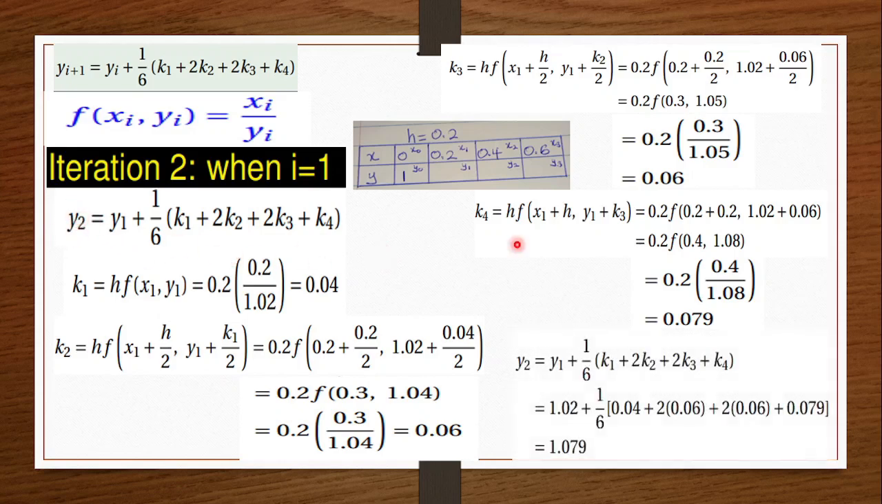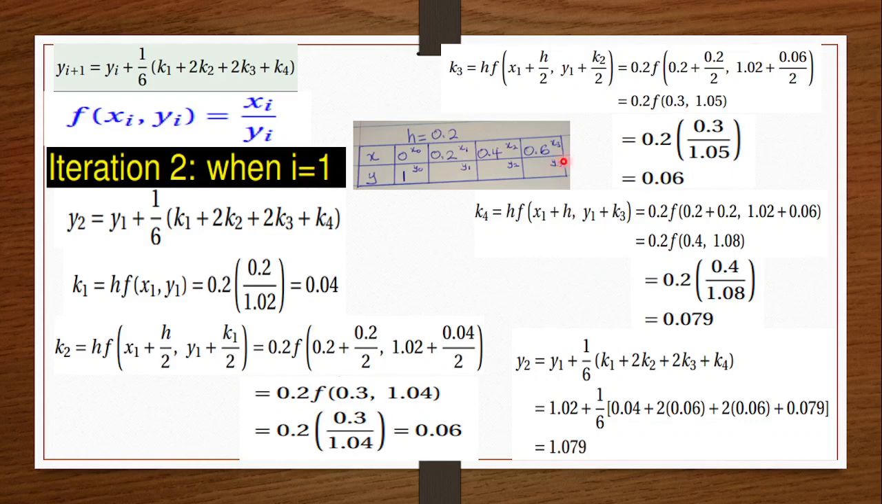So we put the values inside the y2 formula. We have our k1, k2, k3, k4. We put them inside here. We know the value for y1 from our previous iterations. We add them up and we have the y2 value to be 1.079. All right. So now the last thing to do is to find our y3 value.